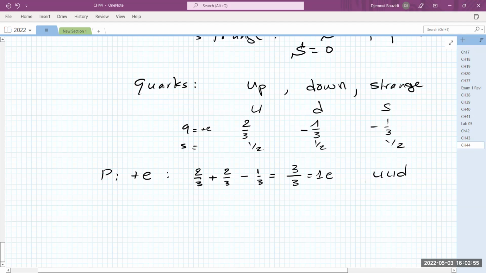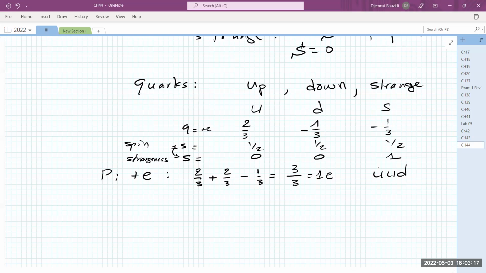So in terms of strangeness, as I was trying to say, please do not confuse these 2 S's. This is a spin. This is a new property now called strangeness. So in terms of strangeness, this is 0, and this is 1. Okay. So now they have other things to worry about.